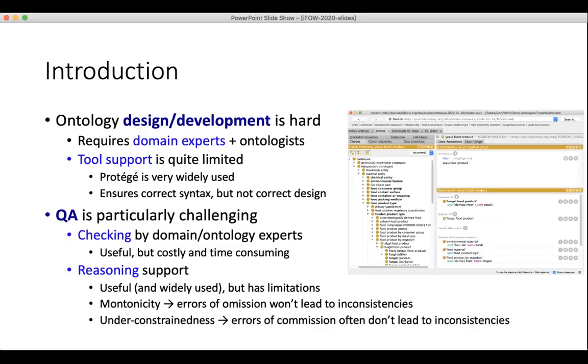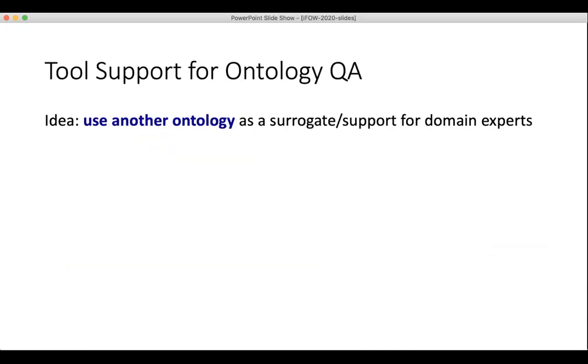We do have reasoning support, and that is extremely useful, but it's also quite limited in what it can do for us. The reasons for that, on the one hand, are that OWL and other first order ontology languages, which are mainly what people are using, are monotonic. What that means is that taking information away won't ever cause more entailments. So if you miss something out, that won't lead to an inconsistency. On the other hand, ontologies are typically highly under-constrained. For example, it's quite often the case that you see few, if any, disjointness statements between classes. And this general under-constrainedness also means that often even saying incorrect things in the ontology won't lead to inconsistencies either. So reasoning is good, but it has its limitations where QA is concerned in particular.